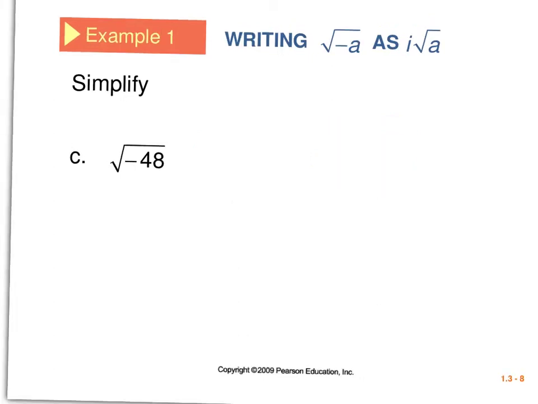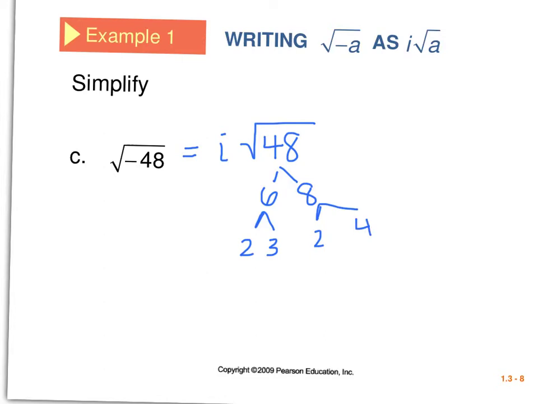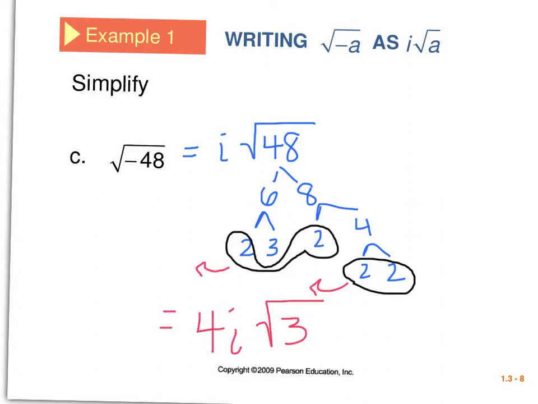And again, another one of these. First thing I need to do is take care of the negative part by taking out an i. And then I'm going to simplify that 48. I know that 48 is 6 times 8, and 6 is 2 times 3, 8 is 2 times 4, and 2 times 2 is 4. So then, finding my pairs of numbers, I have 2 pairs of 2's that will come out. So I took those 2 pairs of 2's out, and 2 times 2 gives me 4, and I have the root of 3 left over inside. So my simplified final answer is 4i root 3.